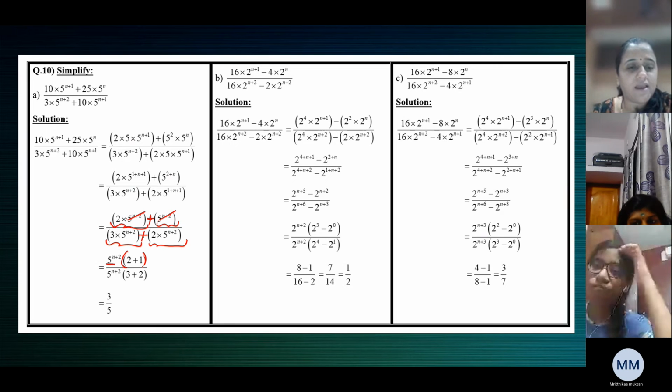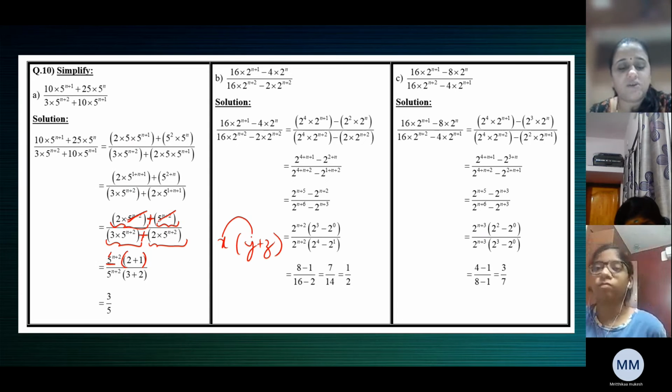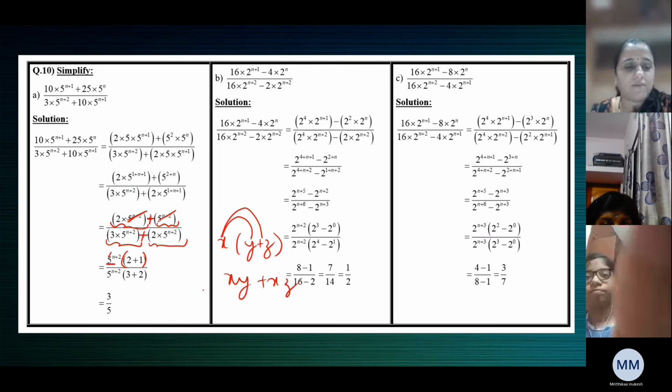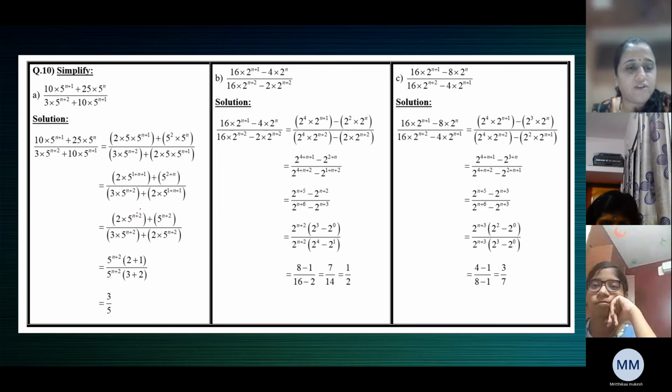And in the bracket, what should you write? 5 to the power n plus 2 is common. So write 2. What do you mean by x into y plus z? X into y plus z means x into y, xy, plus x into z, xz. So we multiply. The same thing here. When you take out 5 to the power n plus 2 common, 5 to the power n plus 2 into what will give you this first term? Into 2.